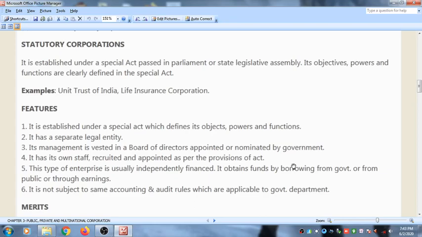Good morning, children. Today we will study about the statutory corporation. It is established under a special act passed in parliament or state legislature assembly.